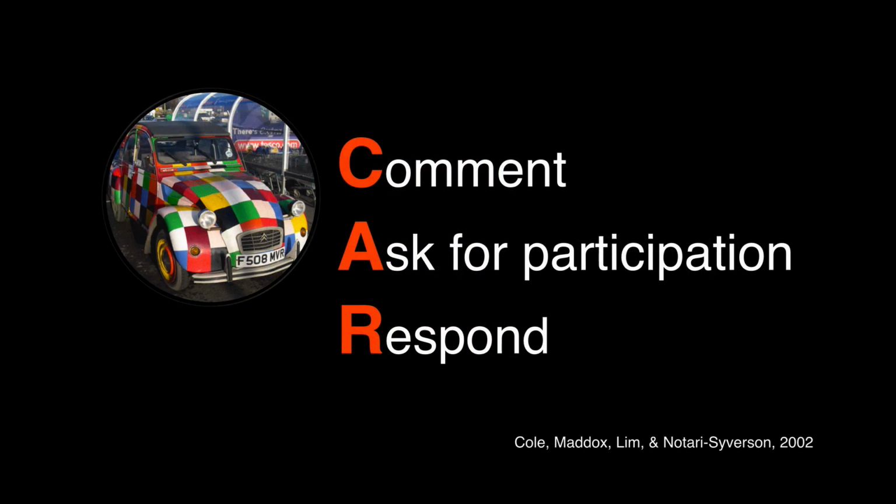An easy way to remember how to maximize interactions during shared reading is to follow the CAR. C stands for comment, A stands for ask for participation, and R stands for respond. Let's review each one.